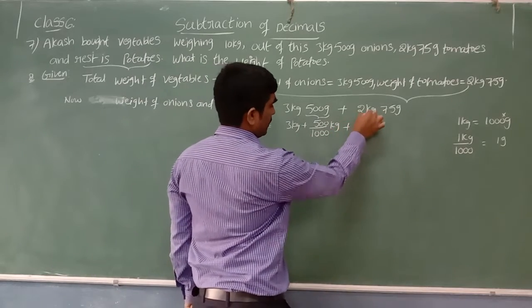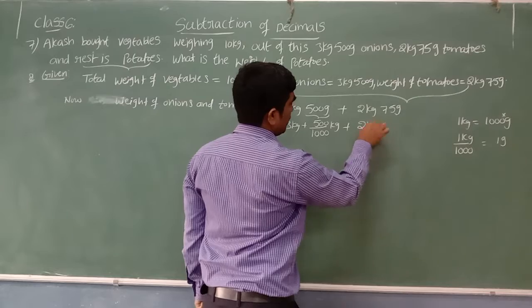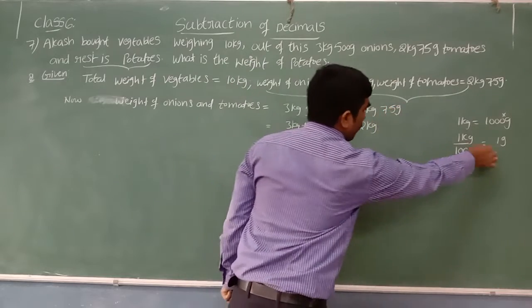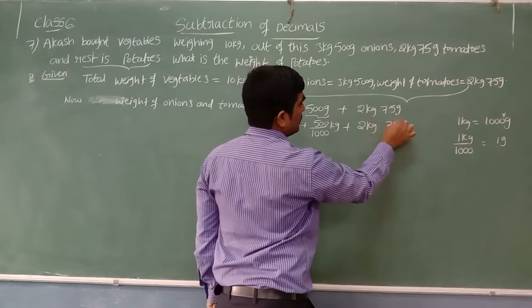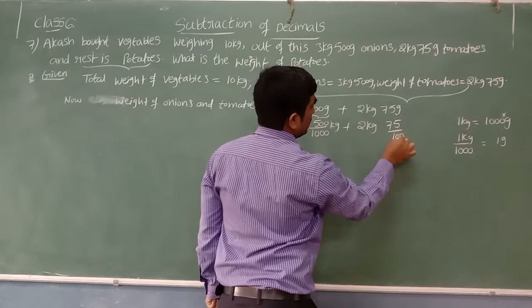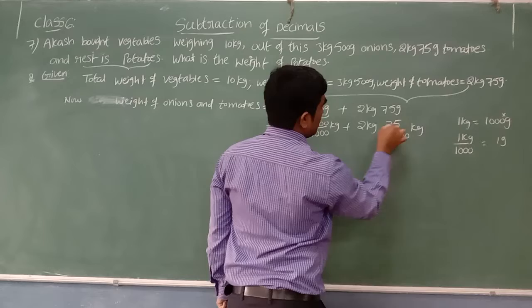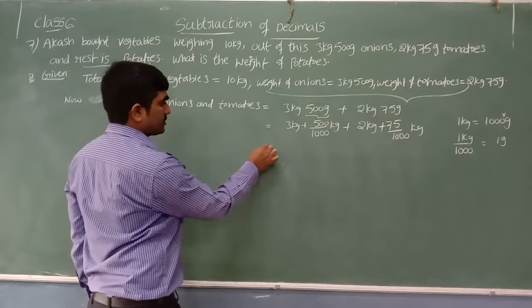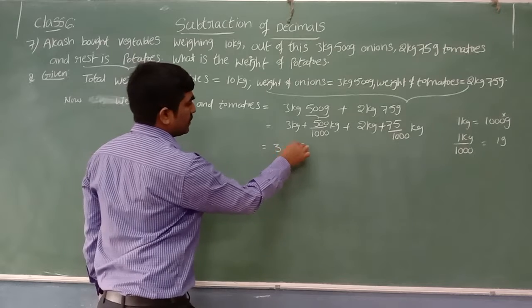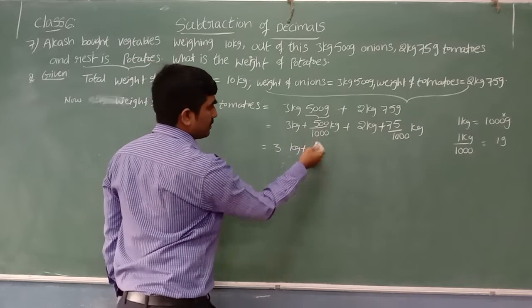Next you can see, kg as it is, and 75 grams. 1 gram is 1 by 1000 kg, so 75 grams we can write as 75 by 1000 kg. Now simplify the sum of these two. We can write this as 3 kg plus, converting into decimals here.